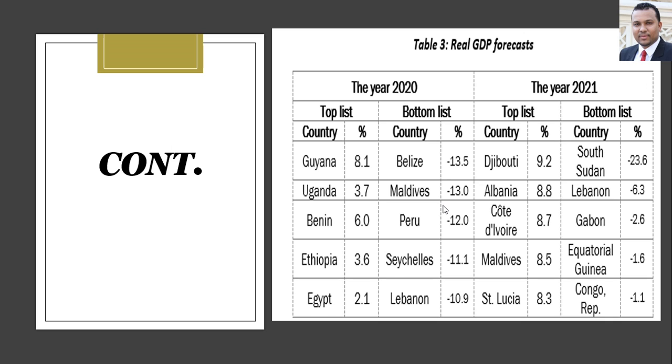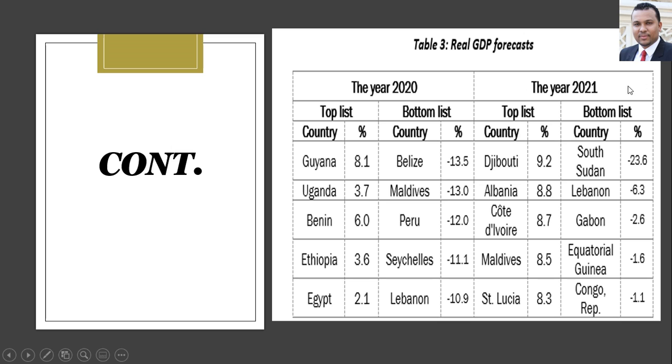For the year 2020, the World Bank is forecasting that some countries achieved a positive growth rate like Guyana, Uganda, Benin, Ethiopia, and Egypt. Egypt, in the first estimation, was expected to achieve 2.1% economic growth, and there is an update to this value, and in the last World Bank report, maybe 3.2%. The bottom last believed was a negative 13.5%.